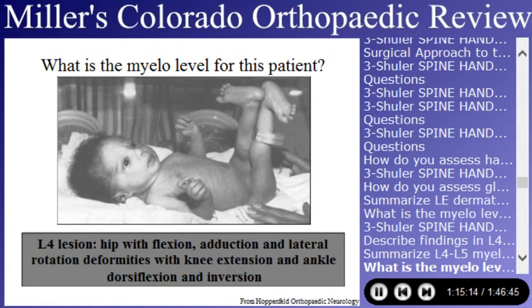So what is the myelodysplasia level for this patient? You can look at it now and just nail it. You've got hip flexion, knee extension, you're now dorsiflexing the foot and inverting it, L4. Okay? So use that book to help you out, and it makes it real quick to get all the levels down.